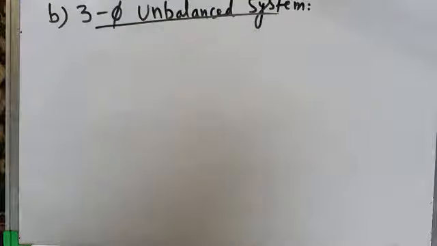What are the causes of this unbalancing? One of the main causes of unbalancing is single phasing. For example, you are feeding a three-phase load, and suddenly the fuse of one phase blows. The three-phase load is fed from only two phases, so that causes three-phase unbalance. Other causes are faults like single line to ground fault, line to line fault, line to line ground fault, and so on.